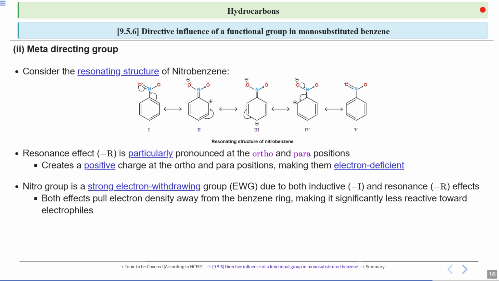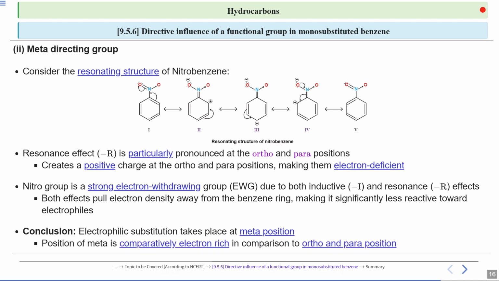Now, both the inductive effect and the resonance effect of the nitro group work together to reduce the electron density on the benzene ring. This makes the ring much less reactive towards the electrophile, which is a particle that wants to gain electrons. Remember, in conclusion, the electrophilic substitution reaction in nitrobenzene mainly happens at the meta position. This is because the meta position remains relatively electron rich compared to the ortho and para positions, making it the preferred site for reaction. To sum up, the meta position is favored for substitution because it is less electron deficient than the ortho and para positions.